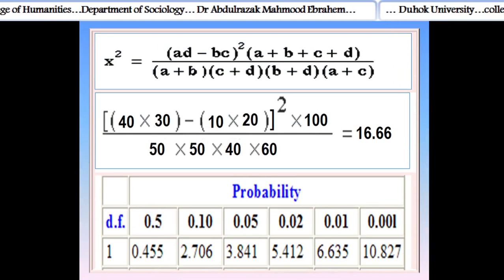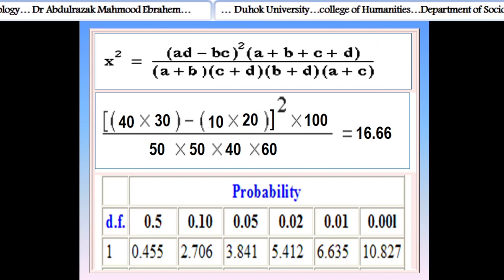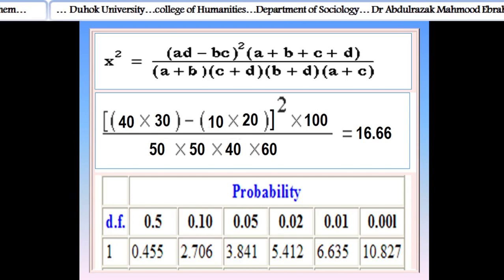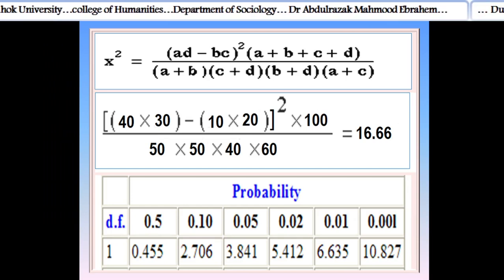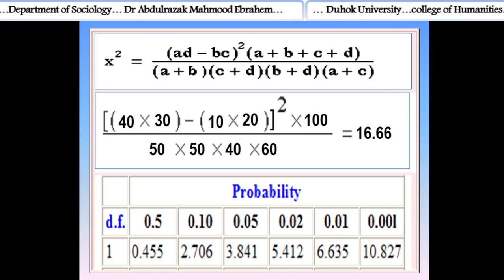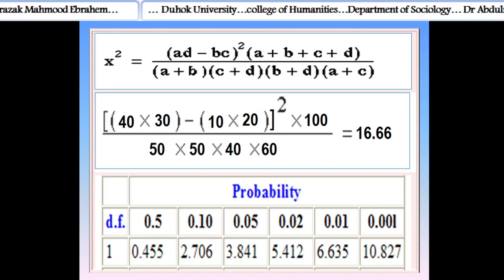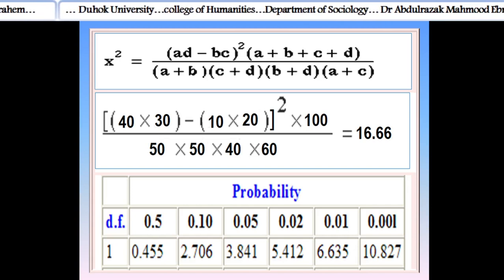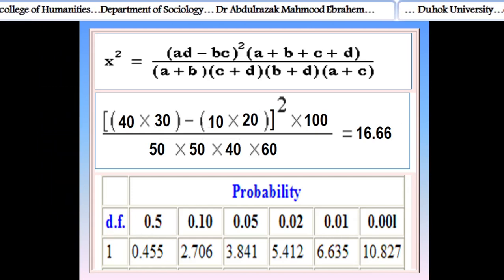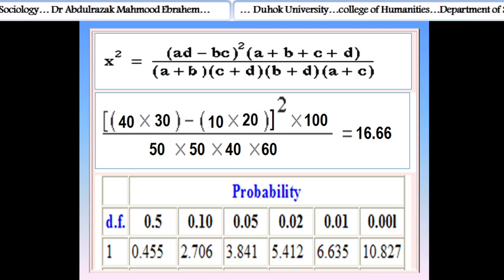We have a formula to calculate chi-square equals AD minus BC, all squared, times A plus B plus C plus D, divided by A plus B multiplied by C plus D multiplied by B plus D multiplied by A plus C. Exchange the numbers from the table: 40 multiplied by 30 minus 10 multiplied by 20, all squared, multiplied by 100, divided by 50 multiplied by 50 multiplied by 40 multiplied by 60, equals 60.6.